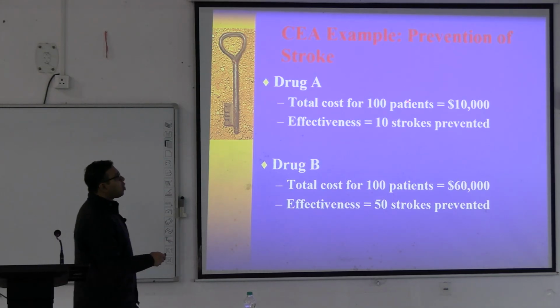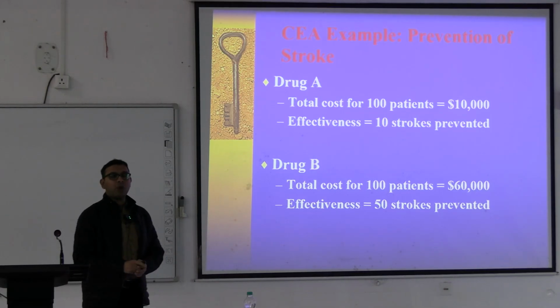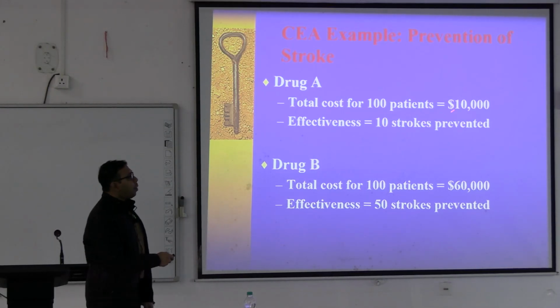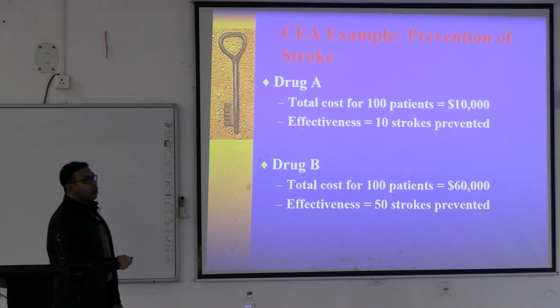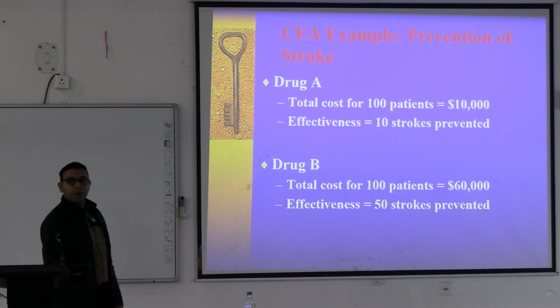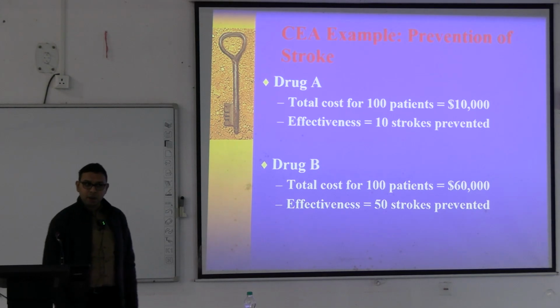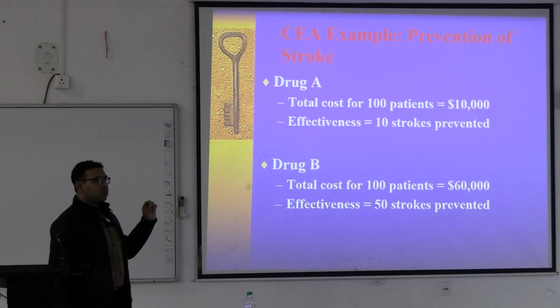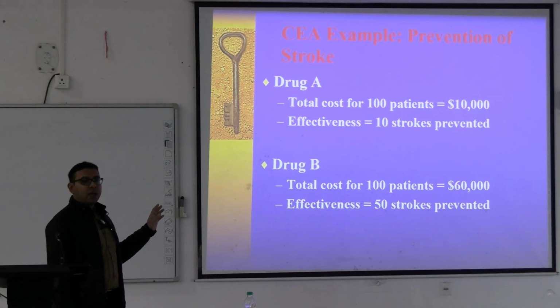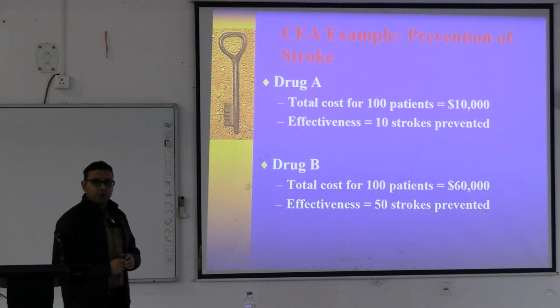So drug A total cost for 100 patients. So for 100 patients we are procuring this drug, for example $10,000, and on effectiveness, it has been seen that when we are using this, 10 strokes are prevented. For drug B, total cost for 100 patients is approximately $60,000. Here the effectiveness is 50 strokes prevented. So by just seeing with the naked eye, we cannot say whether drug A should be procured for a hospital or drug B should be procured for a hospital.